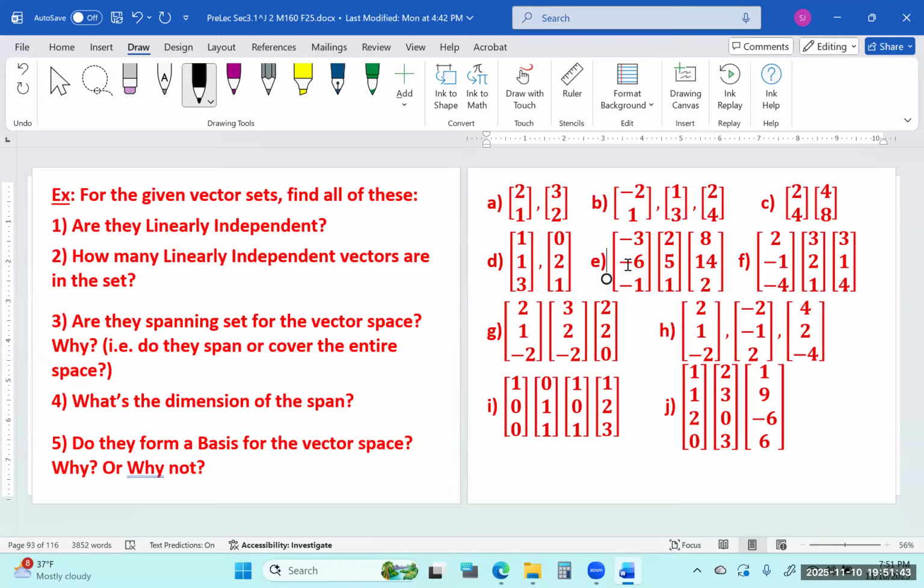Okay, so we answered A, B, C. D. Which space are we in? R2, R3, R4? R3, because we have 3 rows. So that means we know the answer for the 5th one automatically. Is it a basis? No. We need exactly 3 in R3. We don't have them. So we go back to 1.